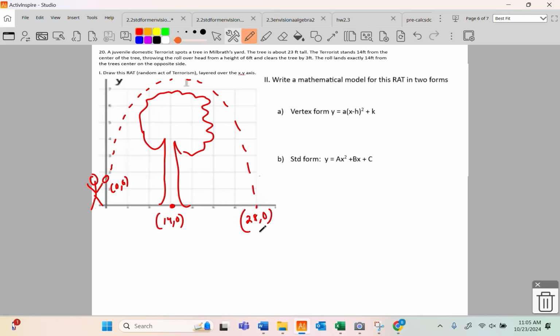I apparently need to recreate some of these problems so they make more sense. Anyways, we're going to treat that as a vertex. That's our h and k. So y is a times x minus 14, quantity squared, plus 26. And I need to find the a value, and that's where this point right here comes in, my x and my y. 6 equals a times x minus 14, quantity squared, plus 26.